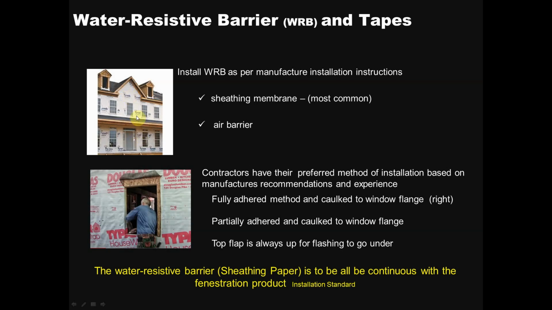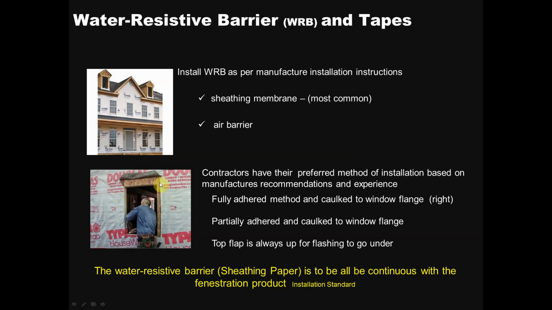There's two different methods of installation when it comes to that. Now, this is a window. Sometimes contractors do what you'll call a fully adhered, where they'll cut back the WRB about 6-8 inches for the flange, okay, and then caulk it right into here. So that's a fully adhered window. Or you take a partially adhered one, where they'll take this WRB and wrap it around and adhere the window flange to that.